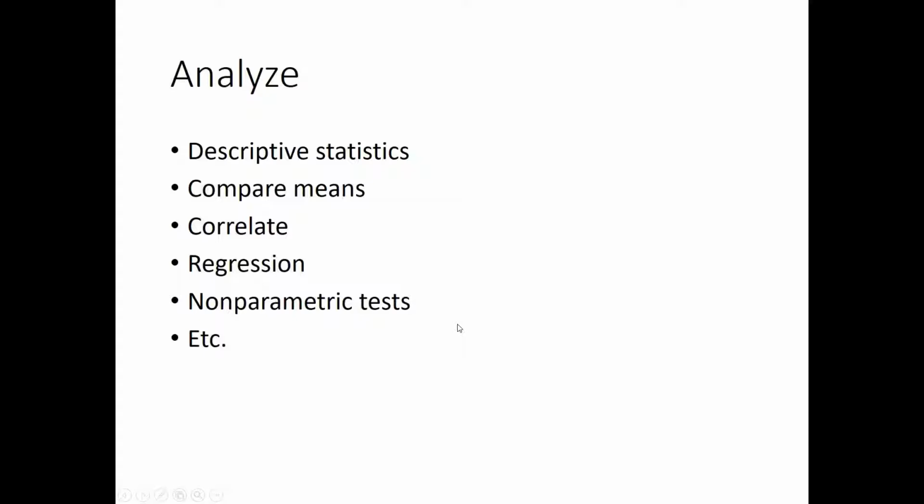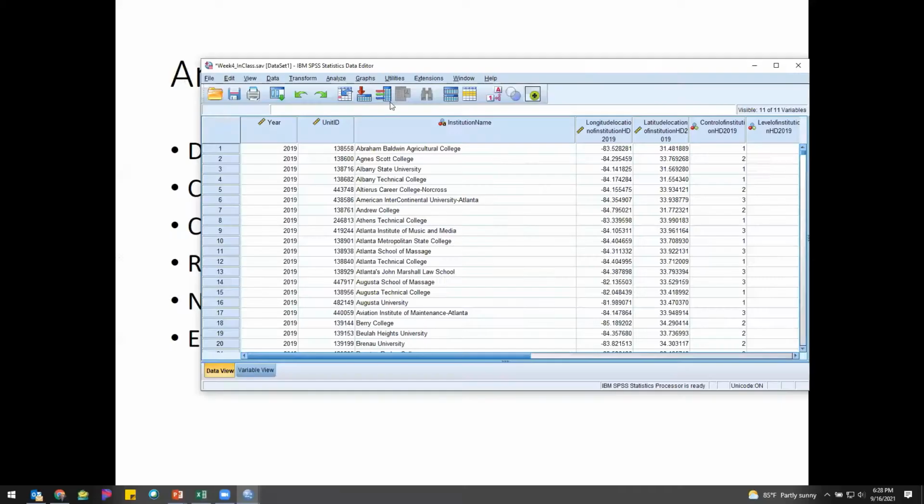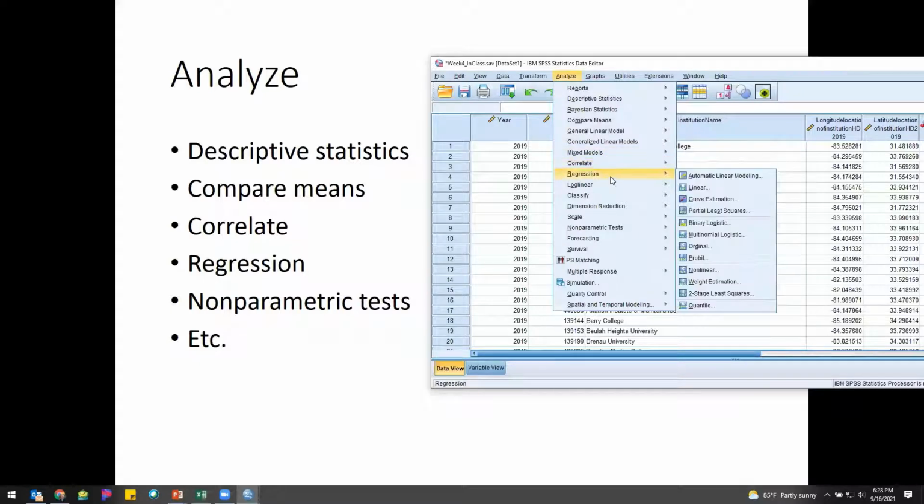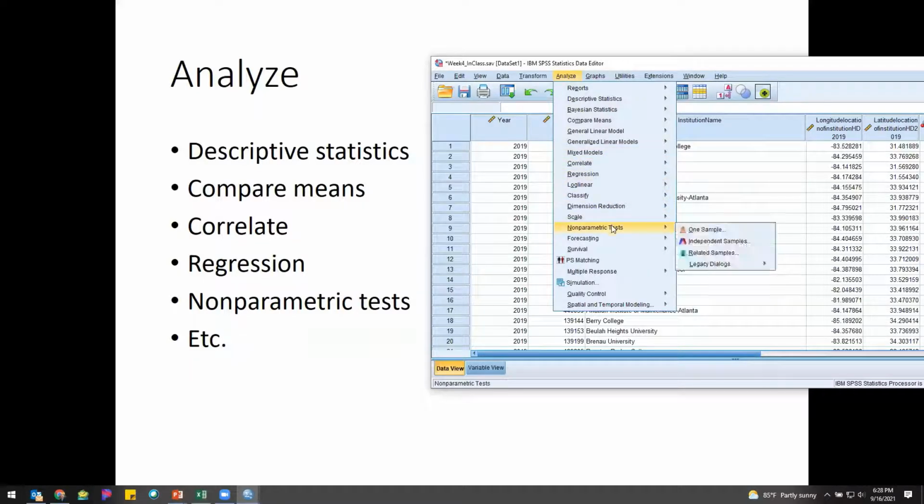So the things that I want you to be familiar with as we go through this class, not tonight, we're not going to go through all these tonight, but under Analyze, the areas that I'm going to expect for y'all to be familiar with are things like descriptive statistics, frequencies, those sorts of things, comparing means, correlation, regression, and non-parametric tests. All of these are under Analyze. So descriptive statistics, right? Compare means, correlate, regression, non-parametric tests.